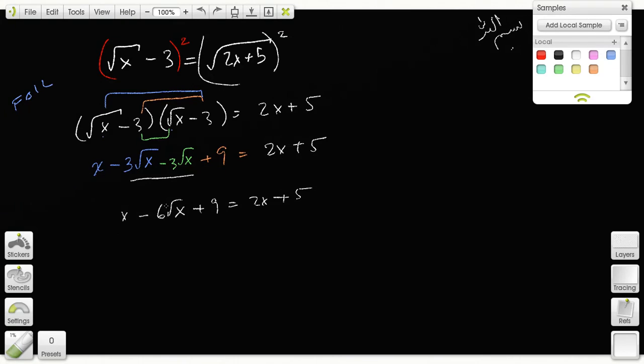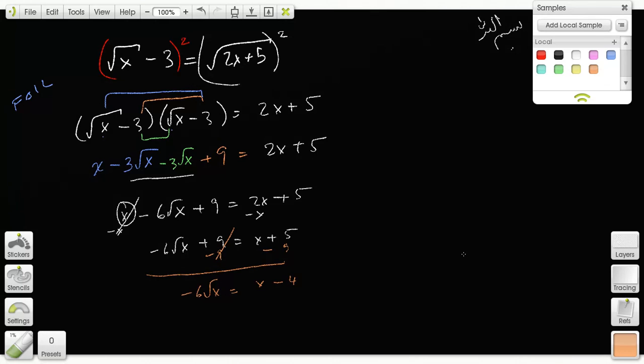Okay, now watch. I'm going to simplify. I have an x here. I'm going to take it to the other side. That's gone. So minus 6 square root of x plus 9 equals x plus 5, okay? I have a 9 here. I'm going to get rid of it. I have negative 6 square root of x equals x minus 4. Right? Right. Now I'm going to square it. Then I'll get rid of this.